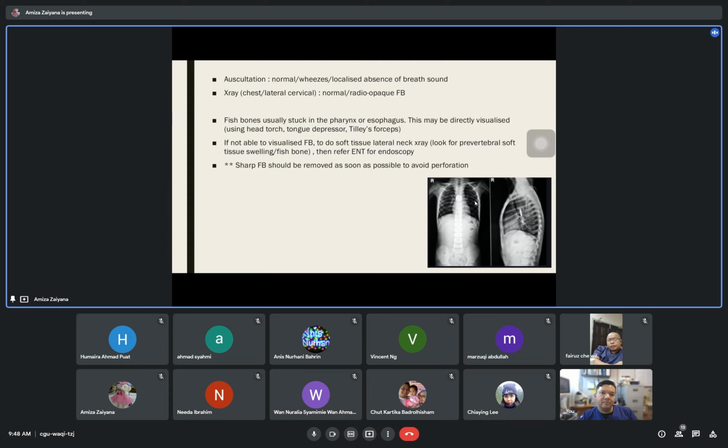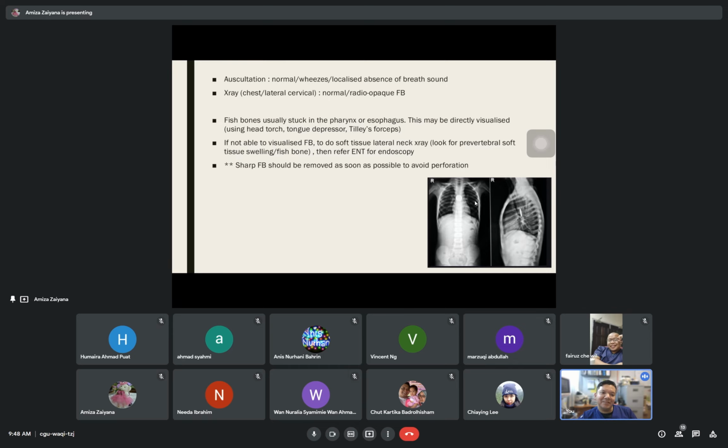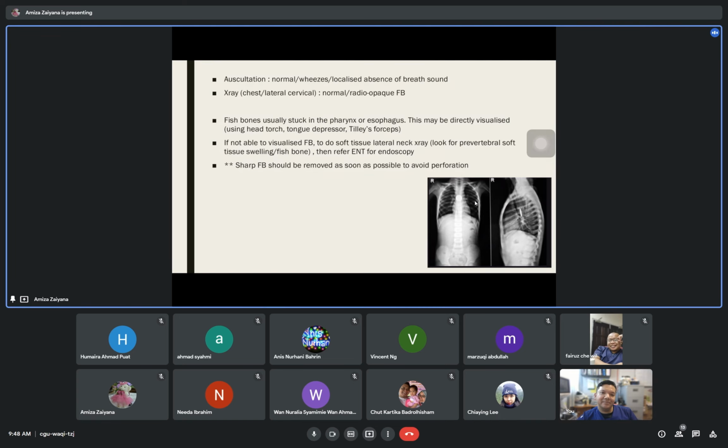Fish bones usually get stuck in the pharynx or esophagus, and this might be directly visualized using a torch, tongue depressor or Tilley's forceps. Tilley's forceps are a bit hard to find in ED. Do you have one in ED? No, we don't. If we can't see the foreign body, do a soft tissue lateral neck X-ray to look for any pre-vertebral soft tissue swelling or the fish bone, and refer to ENT for endoscopy. As for sharp foreign bodies, they should be removed as soon as possible to avoid perforation.